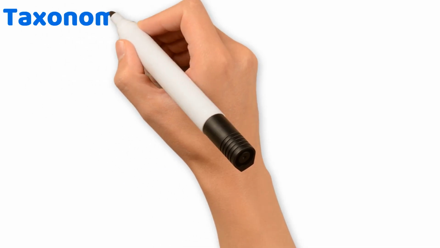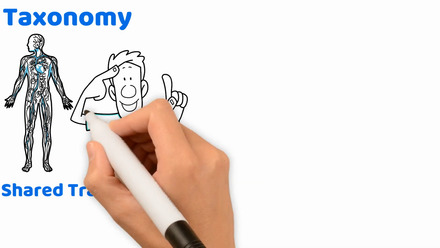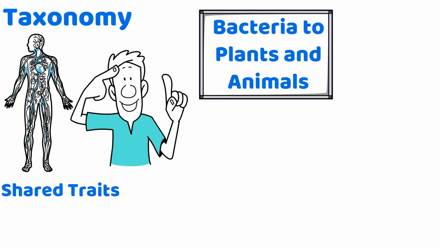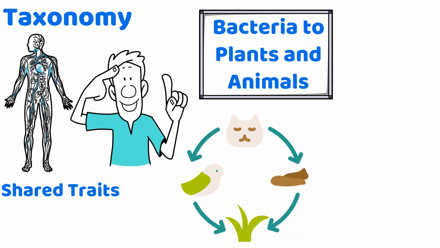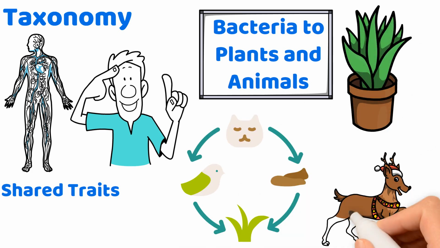Now, let's classify life. In taxonomy, we categorize organisms based on shared traits to better understand their evolutionary relationships. From bacteria to plants and animals, each group has a role, especially in food chains, where energy flows from producers like plants to consumers like deer and wolves.